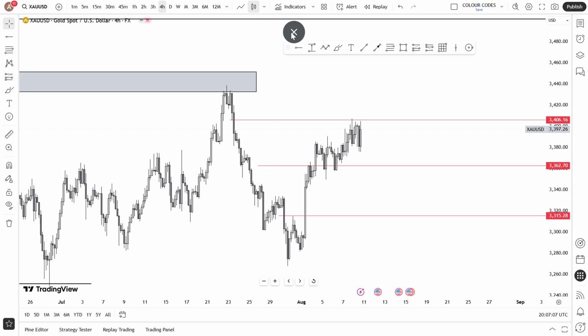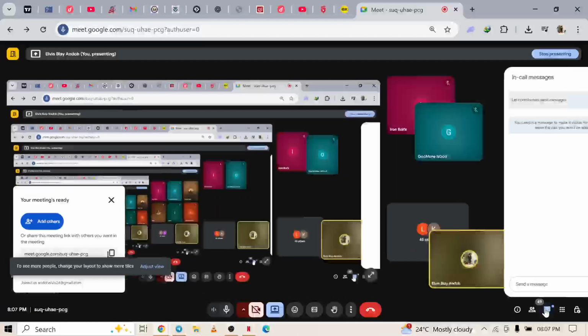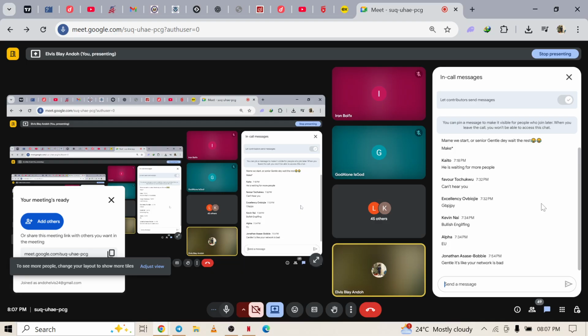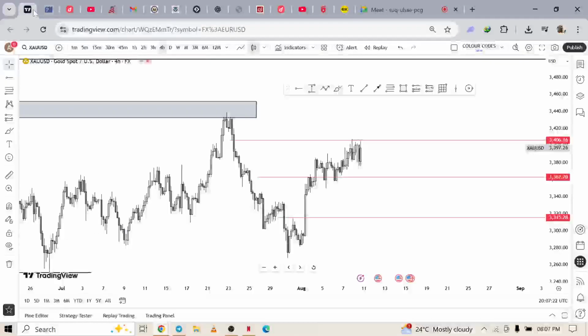So now in the comment section, you can type the pairs you want us to be looking at. Then we can brush through them very quickly. Someone just typed DJ. So let's look at GBP.